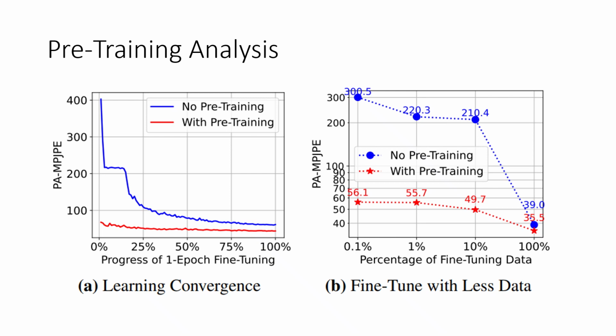We study the impact of MPT during fine-tuning. On the left-hand side, we show the result. We first perform a one-epoch fine-tuning on the Human3.6M dataset and report the result for each fine-tuning step. The figure shows that with our pre-training, the fine-tuning converged better than the one without pre-training. On the right-hand side, we study the fine-tuning with less training data. We select 0.1%, 1%, and 10% of the Human3.6M training data for fine-tuning, respectively. The figure shows that our pre-training helps improve learning performance when less data is used during fine-tuning.